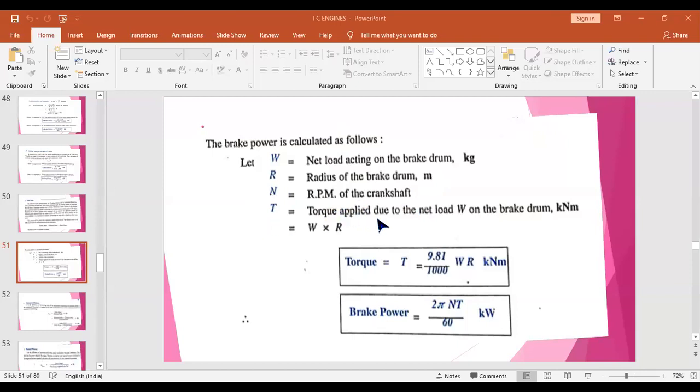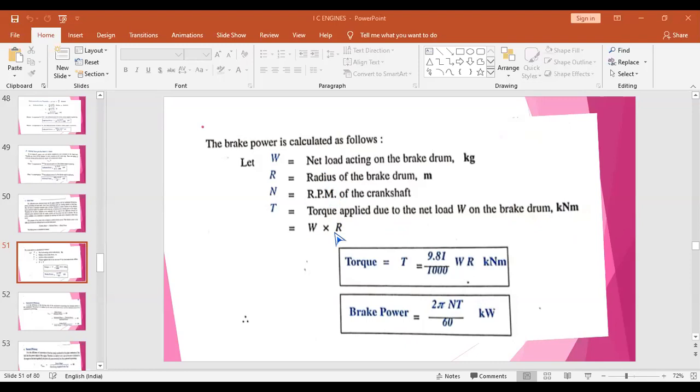Next, T, the torque applied due to the net load W on the brake drum. That is very, very important. See, this is a particular load. For that, how much torque is produced? That is in kilonewton meter. That is W into R. W is the net load and R is the radius of the brake drum.